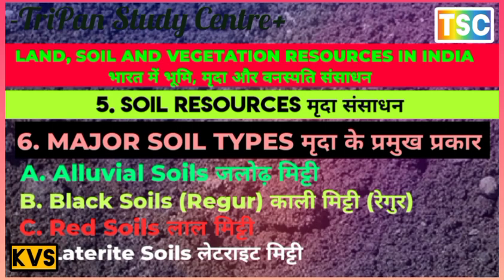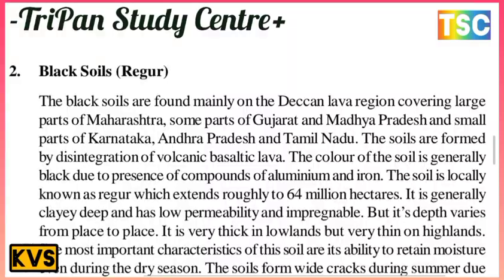The next one is black soil, also known as regur. The black soils are found mainly in the Deccan lava basins and cover a large part of Maharashtra, some part of Gujarat and Madhya Pradesh, and a small part of Karnataka, Andhra Pradesh and Tamil Nadu. The soils are formed by the degradation of volcanic basaltic lava. The color of the soil is generally black due to the presence of compounds of aluminium and iron.